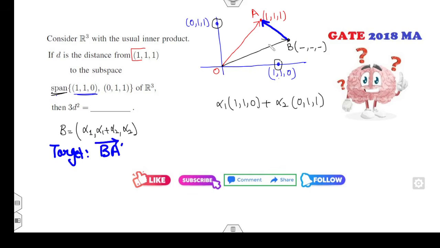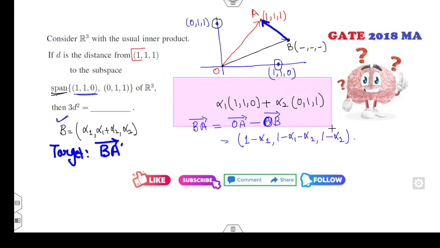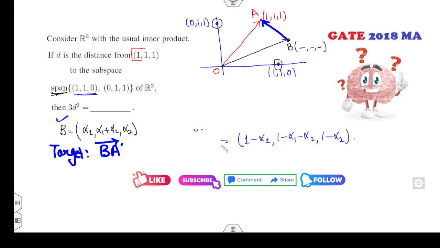Is it okay? Now you can see from the diagram what is the BA. BA को मैं लिख सकता हूं OA वेक्टर माइनस OB वेक्टर। OA कितना है आपका 1 1 1, सो इफ यू सब्ट्रैक्ट देम इट्स 1 - α1 - α2, 1 - α1, 1 - α2. Is it okay? Now your target is to choose α1 and α2 in such a way that the vector BA is orthogonal to the given vector u1 and u2.